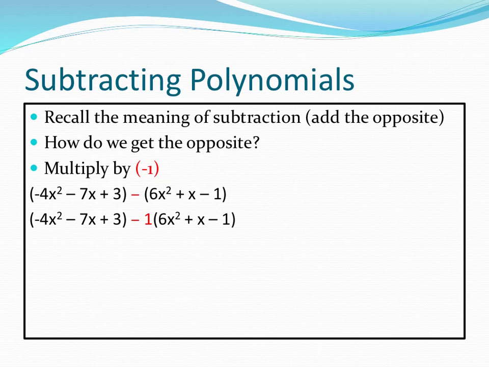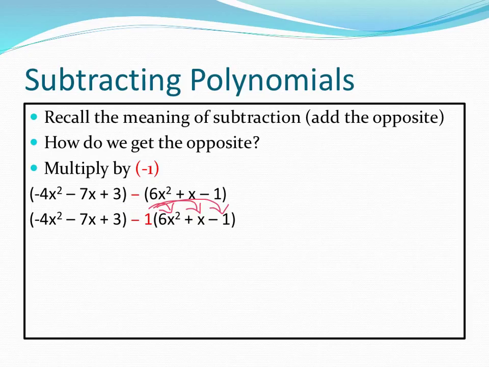All right, next we're going to subtracting polynomials. When we subtract polynomials, we need to recall the meaning of subtraction, which is add the opposite. Well, how do we get the opposite? We get the opposite by multiplying by -1. So let's point out that this is a subtraction problem, and we see our subtraction sign here. Also, we can put a 1 in front of this parentheses, so it's really a -1 in front of those parentheses. And what we want to do is use distributive property in this second set of parentheses. We're going to distribute that -1, which will help us to get the opposite.